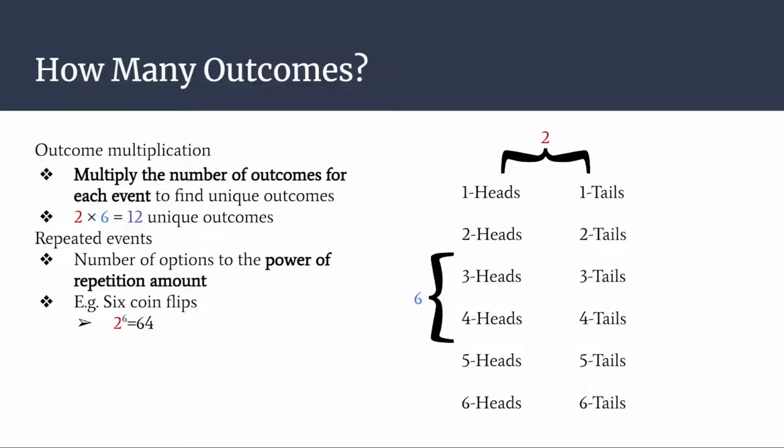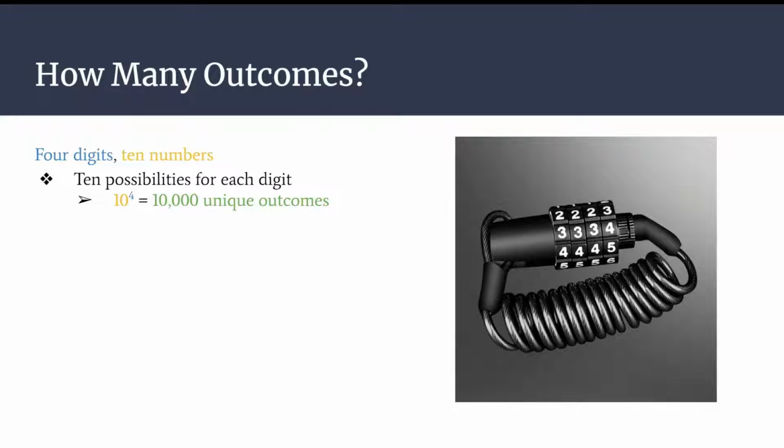For repeated events, it's the same multiplication, but the total number of outcomes can be written with bases and exponents as well. Take the total number of options and raise it to the power of the repetition amount. Let's put it into practice now. How many unique outcomes are there in a 4-digit bike lock with 10 options for each digit? Well, 10 options raised to the 4th power is 10,000 unique outcomes. Now that's a lot of outcomes.